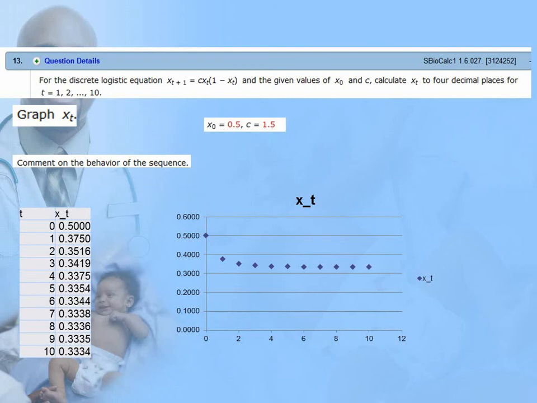Calculator users, when you see 0.3333 on your calculator, what do you think it is? 1/3, right? And if they say give your answer as an exact, you put 1/3, and pretend like you did all the work. So it levels off around 1/3.